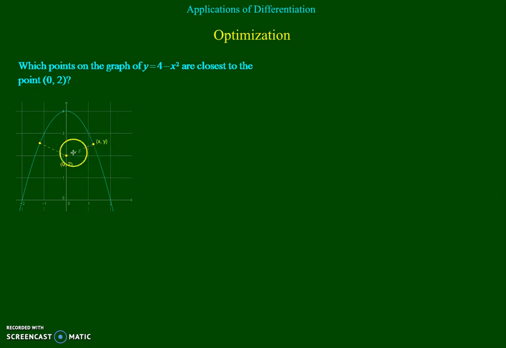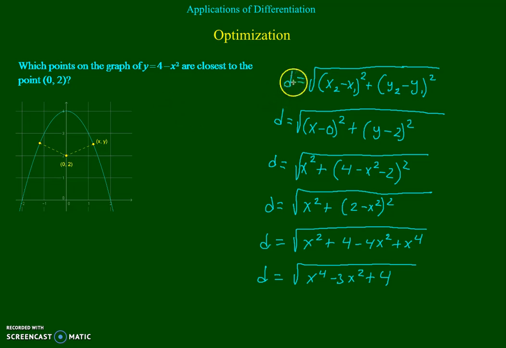So in this case, since we're talking about the distance between these two points, we're talking about the distance formula. So that's the function we're going to be optimizing. Here I've gone ahead and written down the distance formula. Distance is the difference of the x's squared plus the difference of the y's squared. Now our values are going to be x minus 0 squared plus y minus 2 squared.